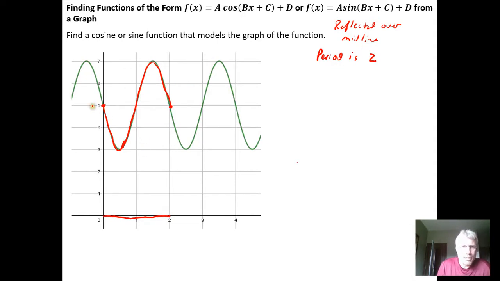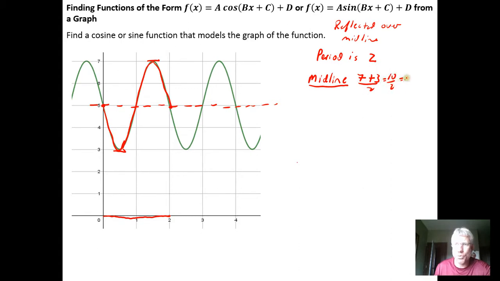The midline, we can actually see, but it's also something that we can calculate. What we want to recognize is the midline is halfway between 7 and 3. Here's the crest at 7, a trough at 3, so the high point on the graph is 7, the low point's a 3. So the midline and the vertical shift are going to be the same thing. The midline is actually the average of the low point and the high point. Halfway between is the average. So we could go 7 plus 3 over 2, is 10 over 2, is 5. So the midline here is at y equals 5.